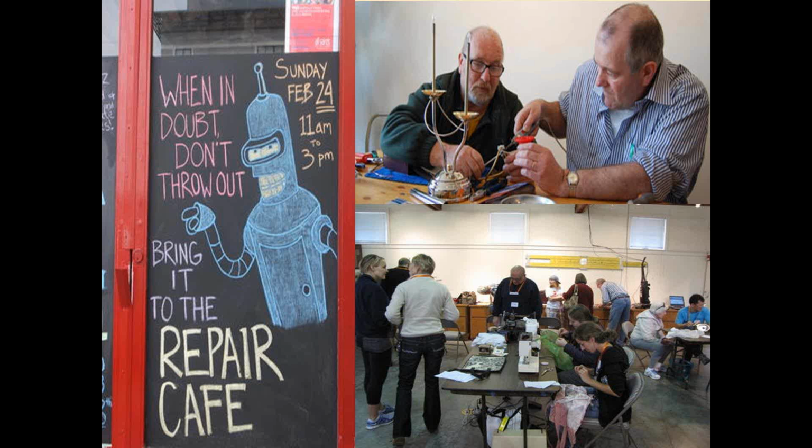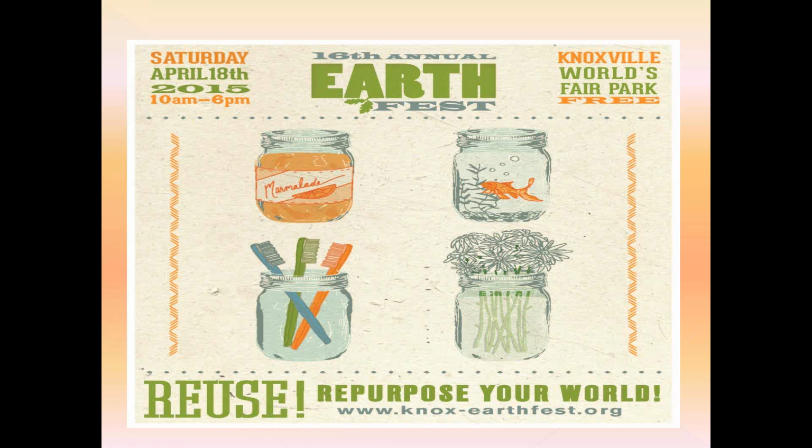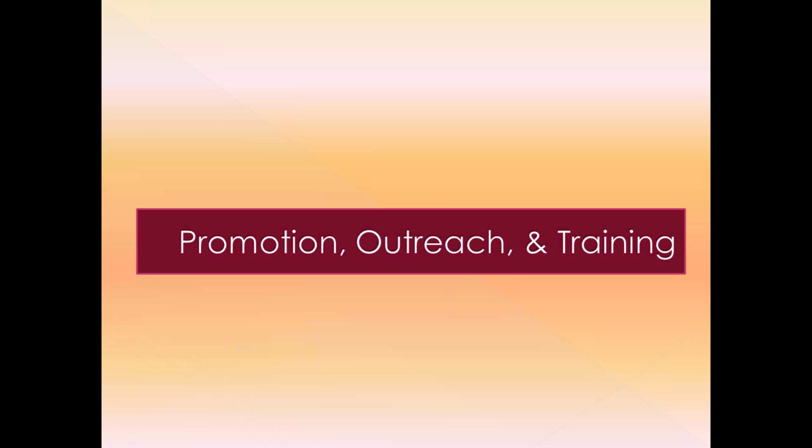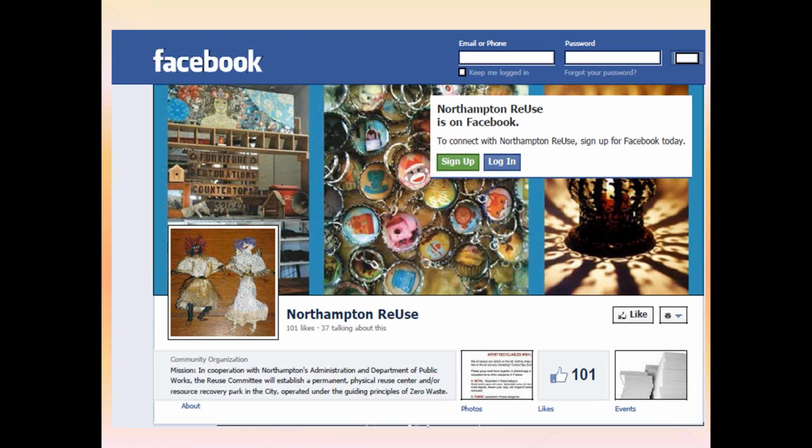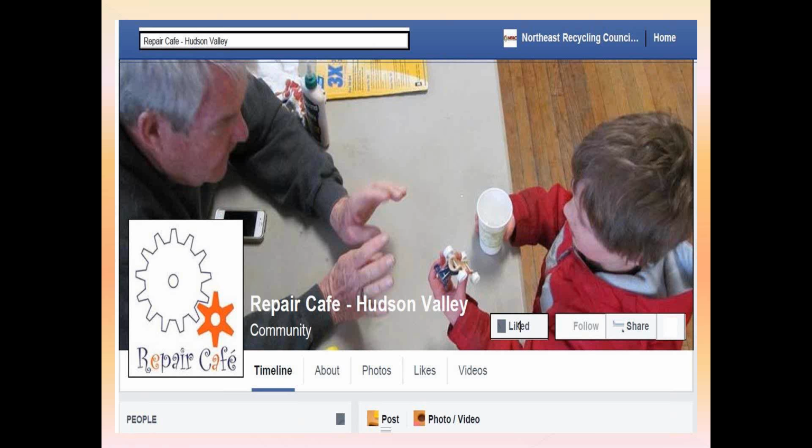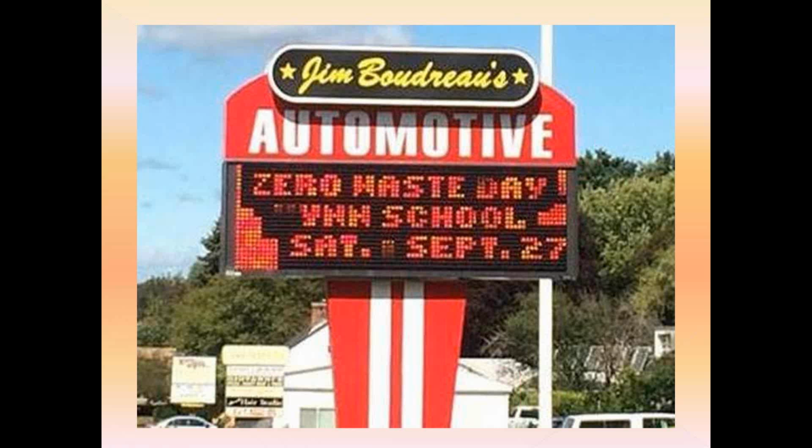That's what it looks like at a repair cafe. Around, they have seamstresses, you have people who repair, opportunities for communities. The Earth Fest event down in Knoxville was around reuse. An outreach Facebook page, if you can get a Facebook page, is a great idea. Check out Northampton Reuse Repair Cafe. I thought it was great for the recycle your community.